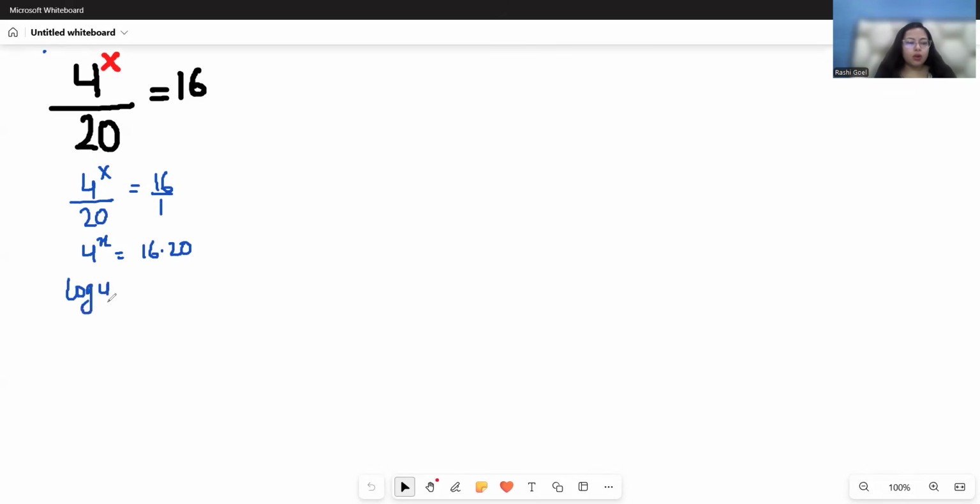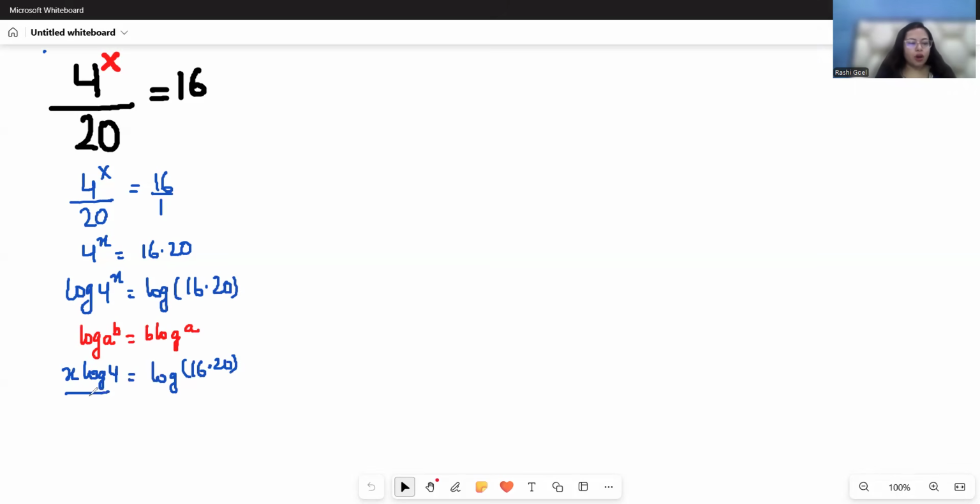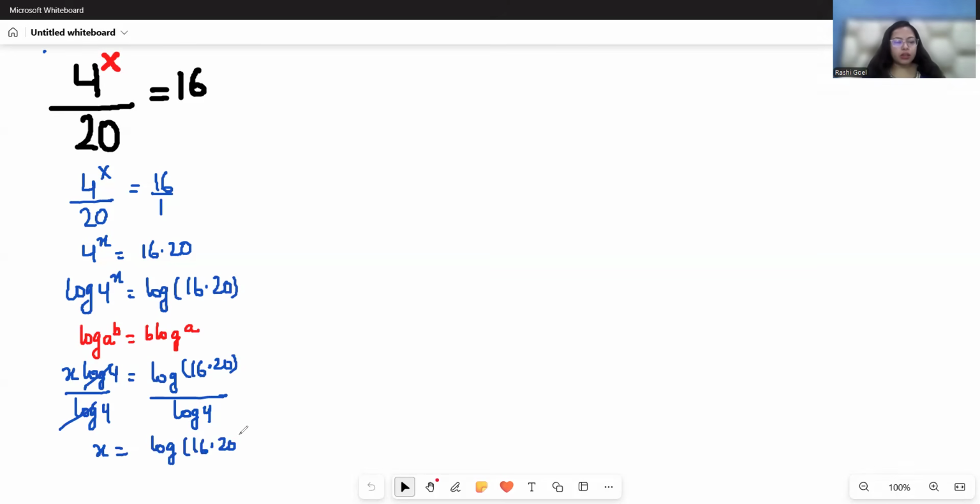Now if I take log on both sides, log 4 power x equals log 16 times 20. Now as per the log rule, log a power b, we can write it as b log a. So it becomes x log 4 equals log 16 times 20. Now if I divide both sides by log 4, this will cancel out. So x equals log 16 times 20 by log 4.